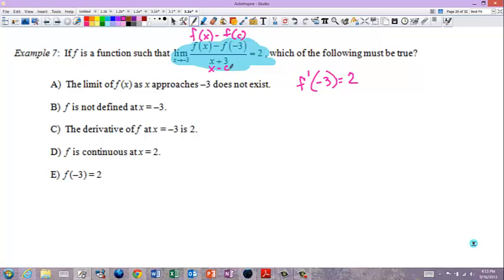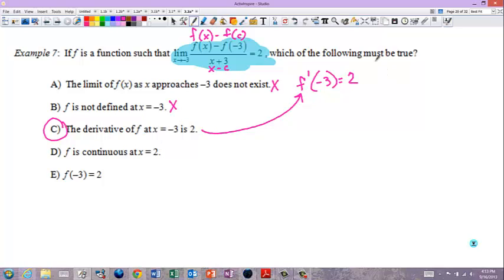The limit, so let's make some choices. The limit of f of x as x approaches negative 3 does not exist. Well, no. If it has a derivative, it has to have a limit. If it has a derivative, it's continuous. If it's continuous, it has a limit. So A is not true, because it does exist. Wait, oh, okay, we're hunting the one that is true. f is not defined at x equals negative 3. Well, no, it is defined because it's continuous, so that's not true. The derivative of f at x equals negative 3 is 2. Well, that's pretty much what it said. So it's C. I don't even have to keep going.